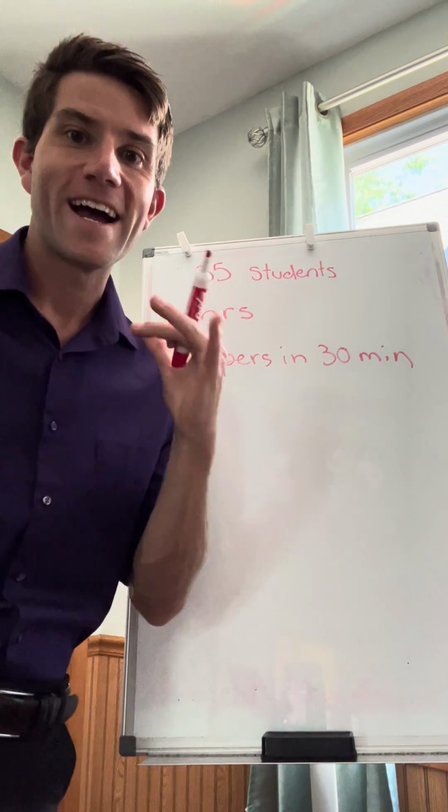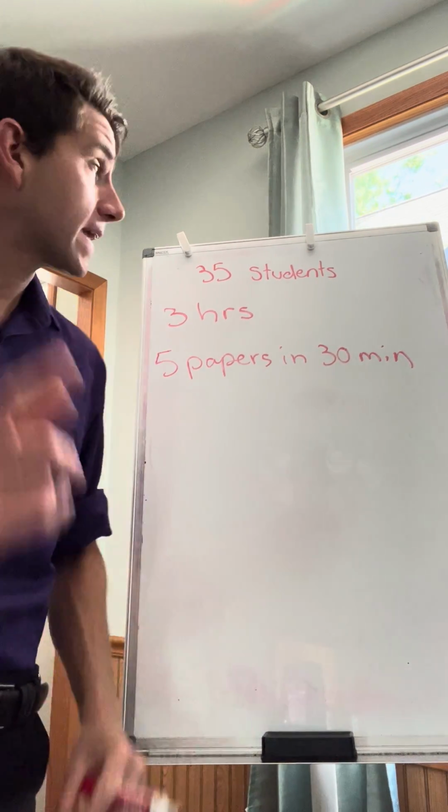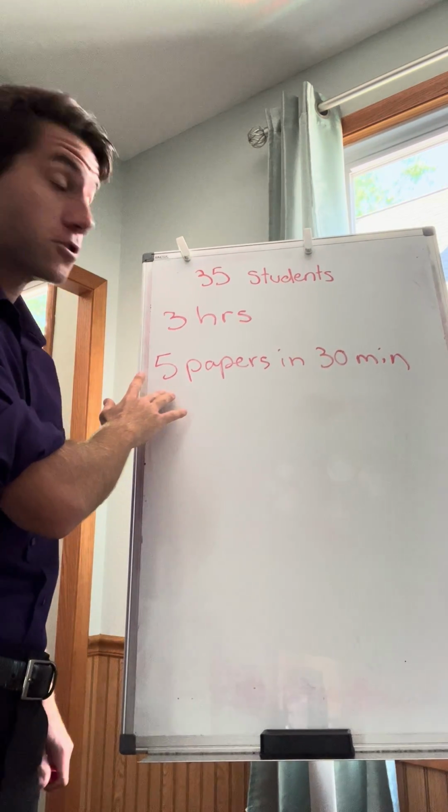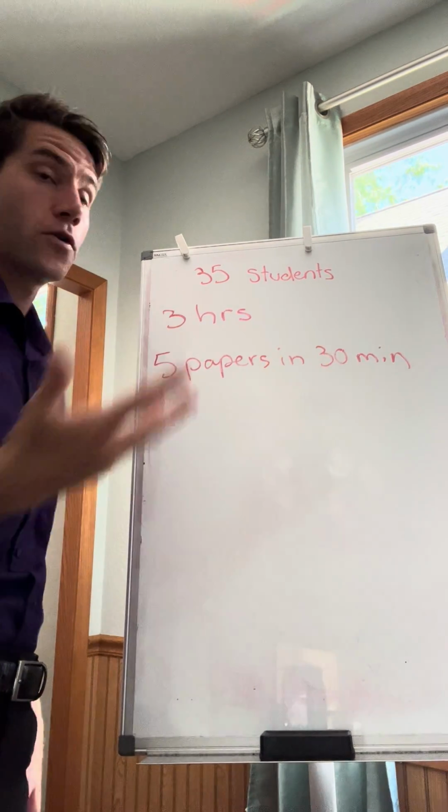All right, let's figure out how to do this problem. So the first thing I wrote down is we have 35 students, 3 hours, and we know that this teacher is able to grade 5 papers in 30 minutes.